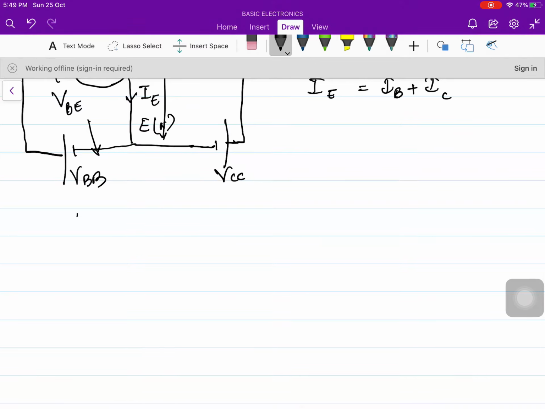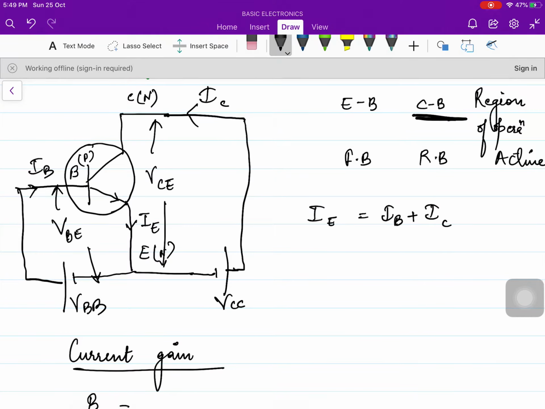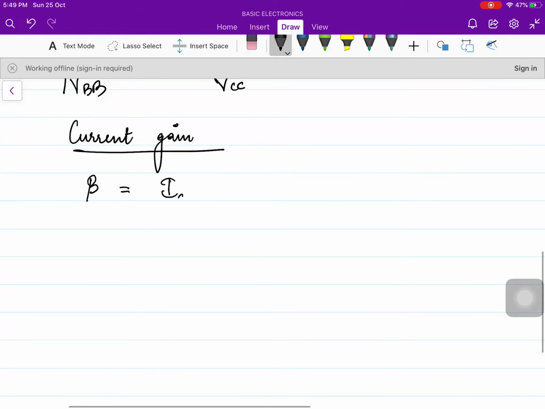Now let's move forward and understand what is the current gain in common emitter configuration. So current gain in common emitter configuration is always denoted by beta, as was the case of common base where we denote the current gain by alpha. So beta is again output current upon input current. Let's see what is the output current here. Remember, the terminal which we have made common, the current of that particular terminal will not appear in any of the formulas. So output current is again IC over here, and input current is IB. So IC upon IB. Now we all know that IB is very small.